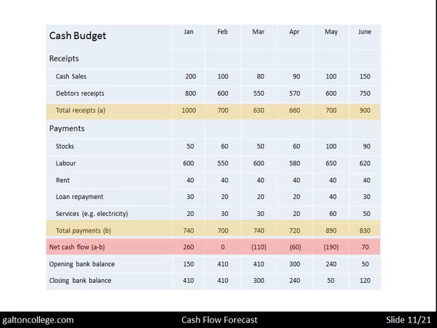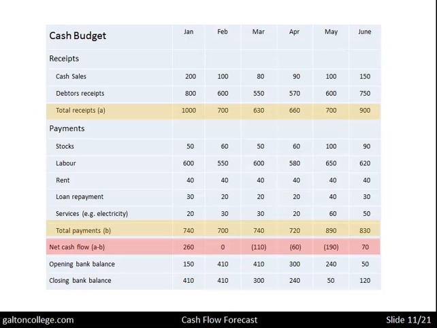That means the net cash flow, which is A minus B. A is the total receipts, B is the total payments. So in that case, it's 1,000, take away 740, which is 260 for January. For February, the outgoings and the receipts are the same at 700. So the net cash flow is 0.